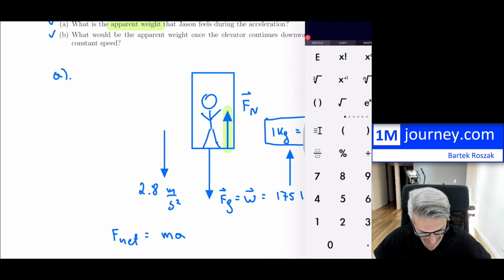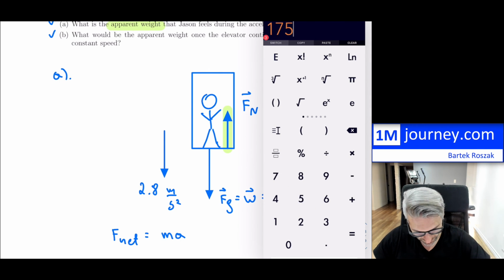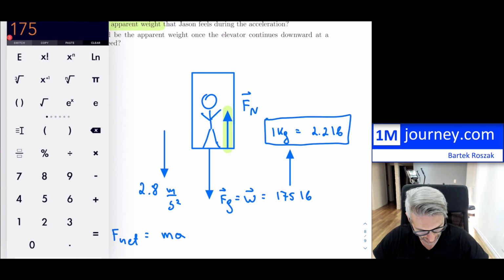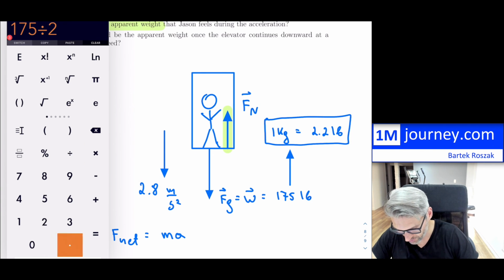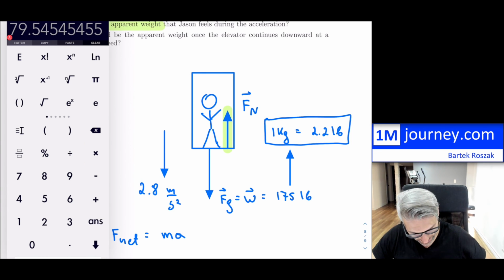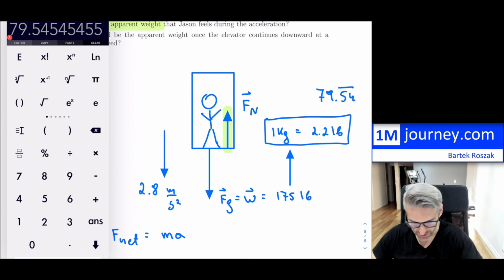So what does that mean? 175, if you want it in kilograms, you have to divide this by 2.2 and you're going to get approximately, it looks like Jason's about 80 kilograms. 79.545454, etc. So that's kilograms.